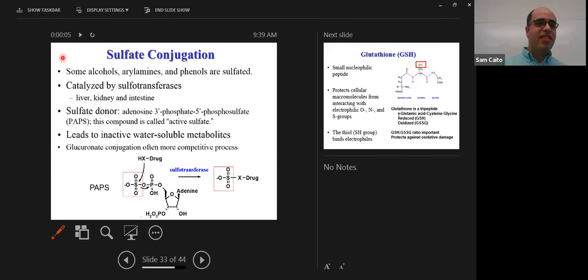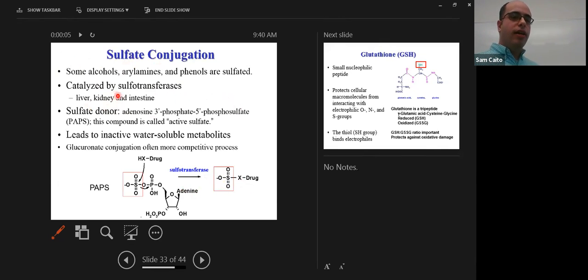That's all right. So sulfate conjugation occurs on the OH group, catalyzed by sulfotransferases found in the liver, kidney, and the intestine. So you have your drug, and then you're going to add basically a sulfate. The sulfate comes from what is called a sulfate donor. So it's a molecule that the sulfotransferases will remove the sulfate from and then attach onto their substrate.